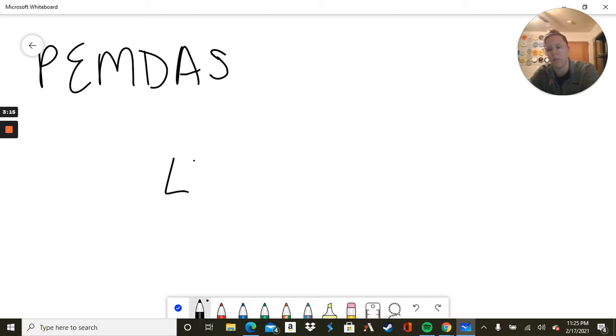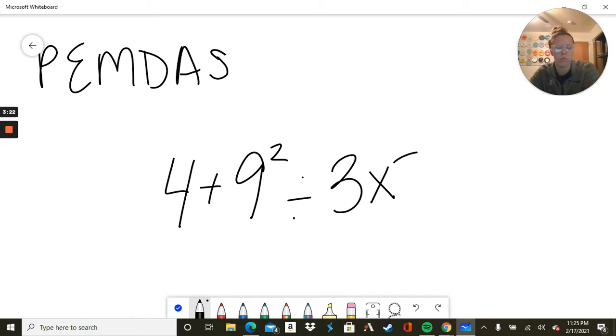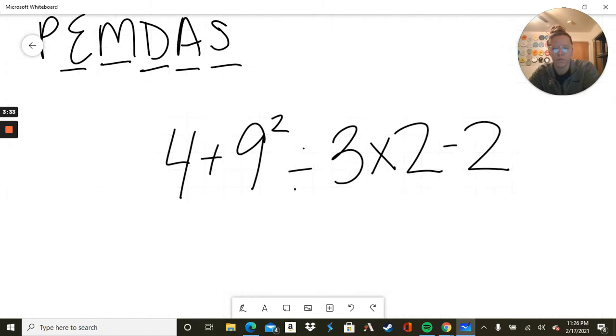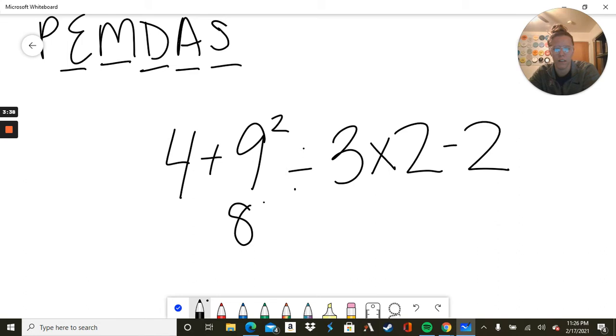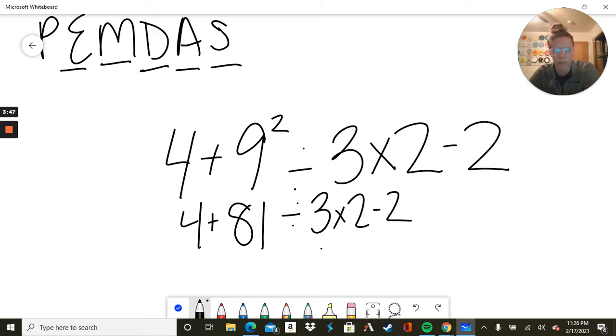So next we have 4 plus 9 squared divided by 3 times 2 minus 2. So here we have an exponent, we have multiplication, division, addition, subtraction. So first we do our exponent. 9 squared is 81, 9 times 9. Okay. Next, multiplication, 3 times 2 is 6.